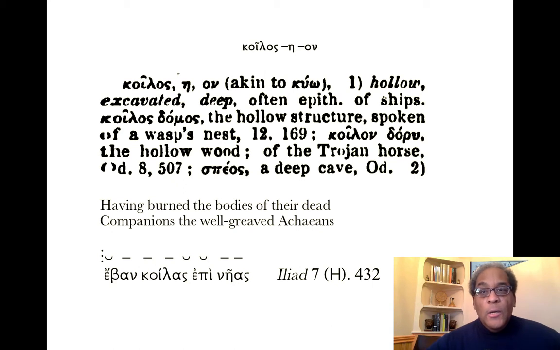Κοῖλος, κοίλη, κοῖλον is hollow or excavated. It's most often used as an epithet for ships, the ships of the Achaeans. So you will see in Iliad 7 that having buried the bodies of their dead companions, the well-greaved Achaeans, ἔβαν κοίλας ἐπὶ νῆας, they went to their ships, went to their hollow ships. So ἔβαν is an aorist third plural of βαίνω. They went back to their hollow ships.